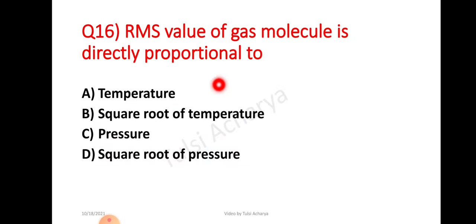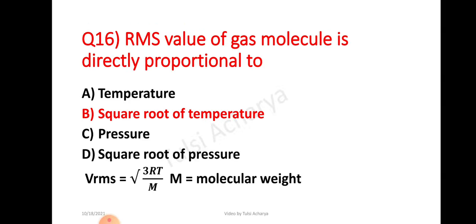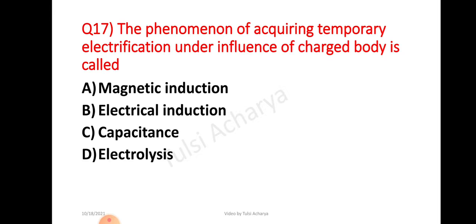RMS value of gas molecule is directly proportional to. We know that RMS value of gas is directly proportional to the square root of temperature, because Vrms is root under 3RT by M. Here 3, R and M are constant. So option choice B is the correct one for question number 16. Now let's see question number 17.